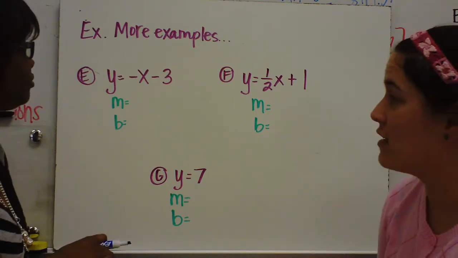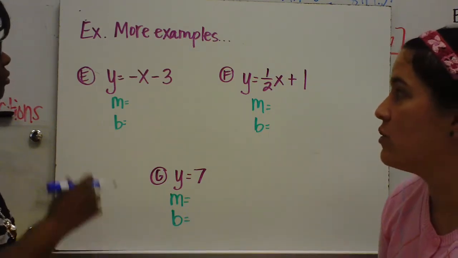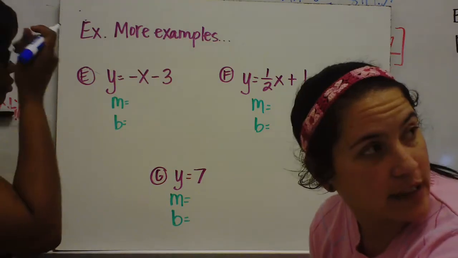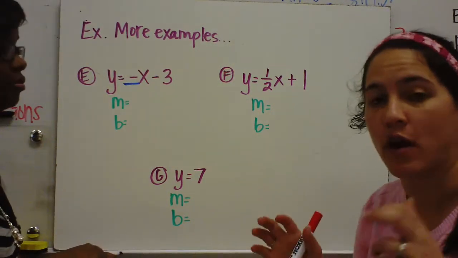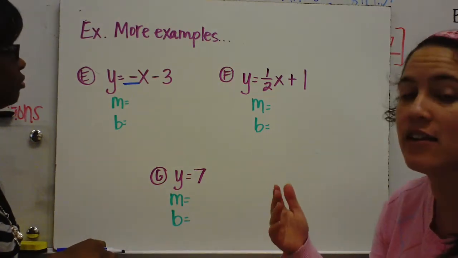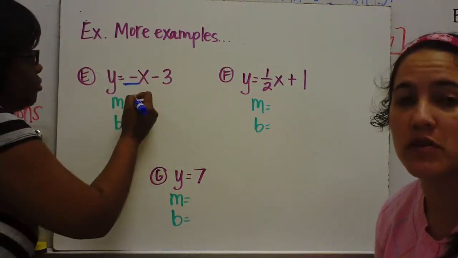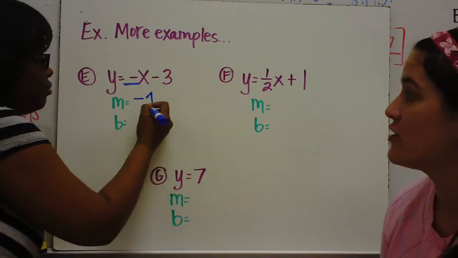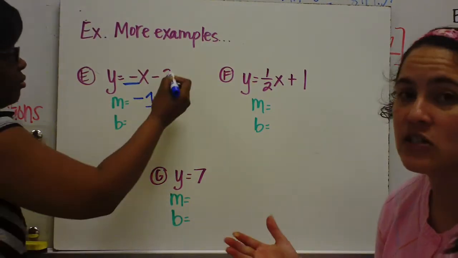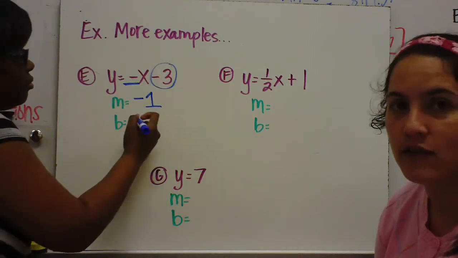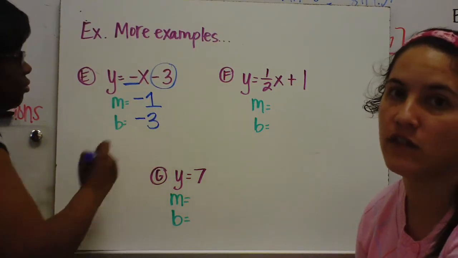So example E, copy these down, y equals negative x minus 3. And again, there is no visible number, but the coefficient is a negative 1, because remember, if there's no number there, there's an invisible 1. So our slope is a negative 1. And the b, minus 3, really means negative 3. So the y-intercept is negative 3.